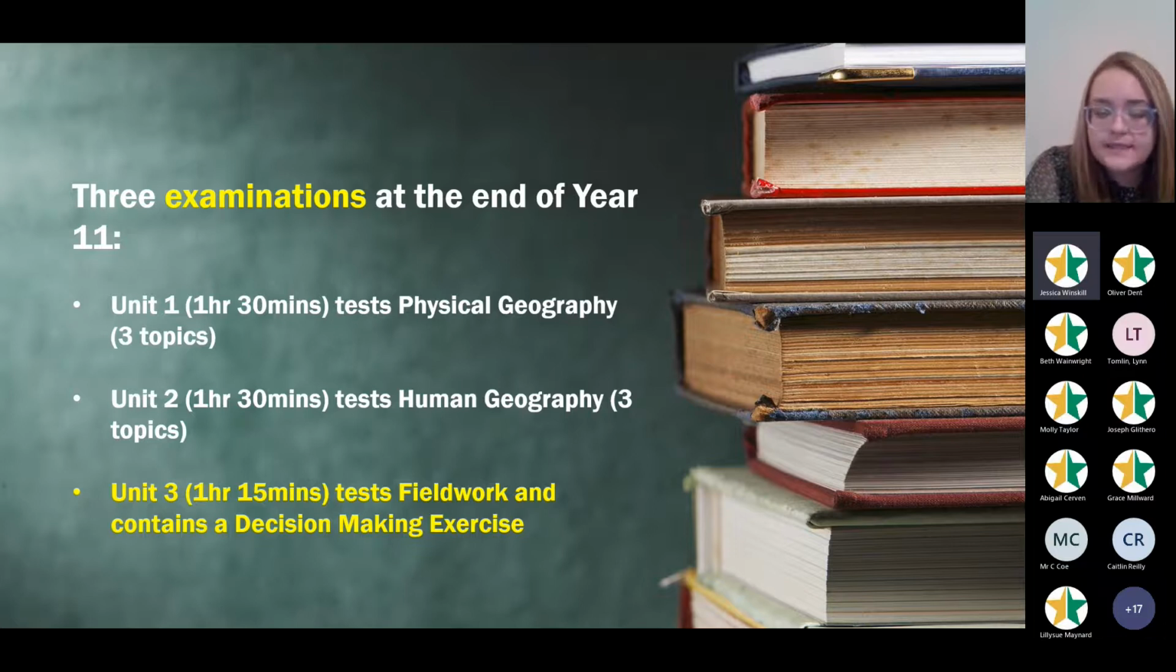There are lots of skills in that section. There's a lot of maths and statistical skills. So we will focus on that at the back end of year 11 so that they are absolutely perfected for that paper 3. And then there is a focus on fieldwork.